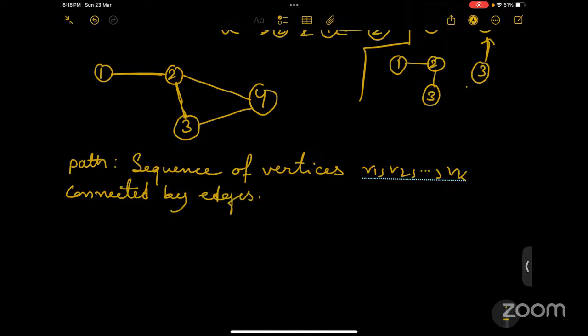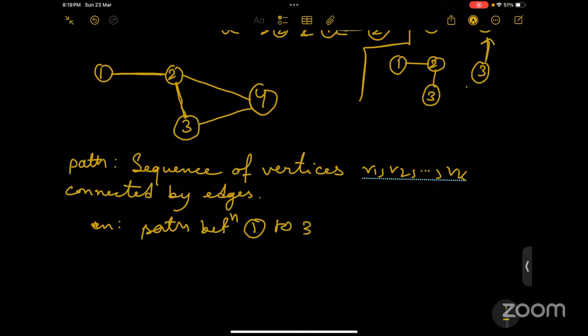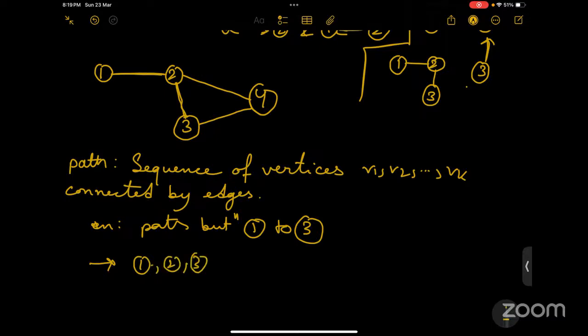So this is the definition of path. Now, suppose I want to find the path from 1 to 3. What are the possible paths from 1 to 3? You can go via 2, and you can go via 1 to 4 to 3. Correct. So we have 1, 2, then 3. Another we have 1, then 2, then 4, then 3, right? These two are possible paths from 1 to 3, right?